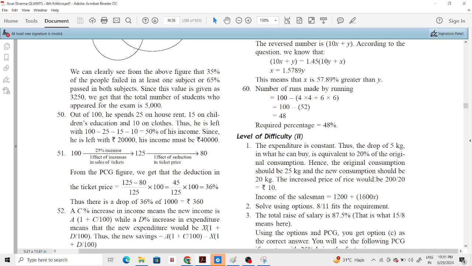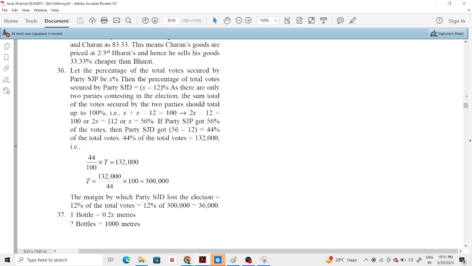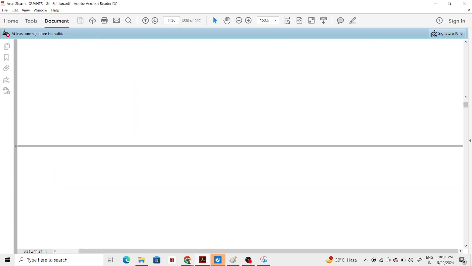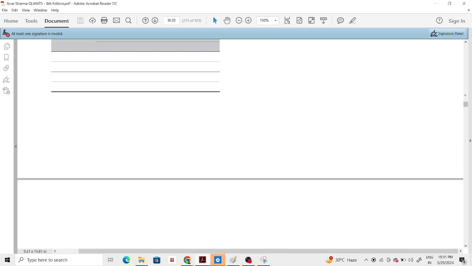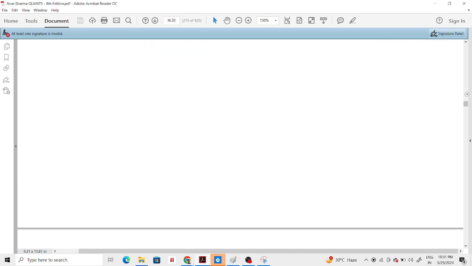The expenditure is constant, thus the drop of 5 kg in what he can buy is equivalent to 20% of the original consumption. Hence, the original consumption should be 25 kg and the new consumption should be 20 kg. Doing it with x is quite easy. There is no need to complicate it unnecessarily.